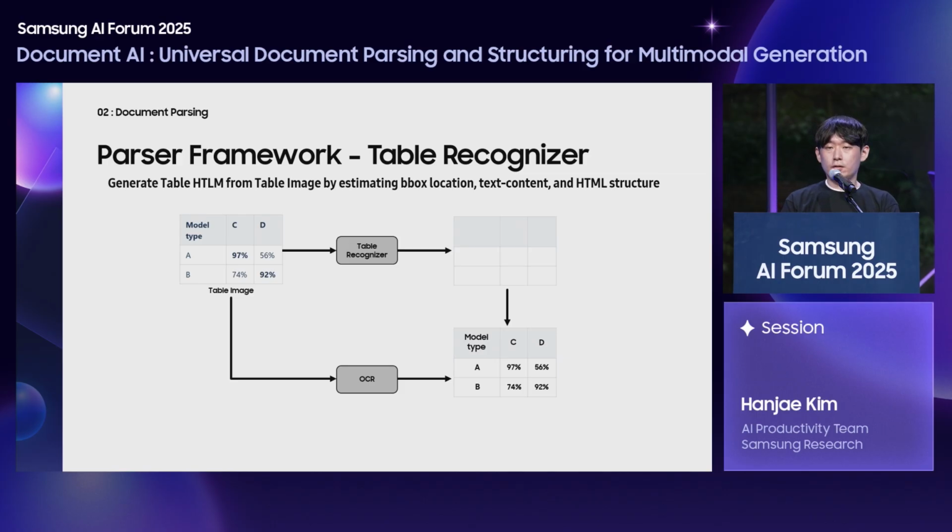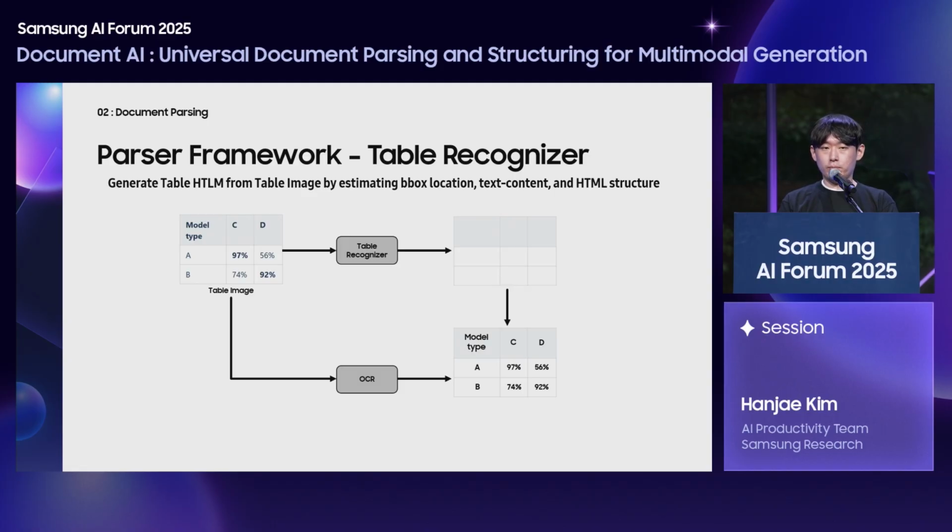Lastly is a table recognizer. When a table image is given, the table recognizer interprets the table structure in HTML format, and by applying OCR to the table image, converts the text into the data that is inserted into the corresponding cells. And that's how we input all the data. So we restructure the table.